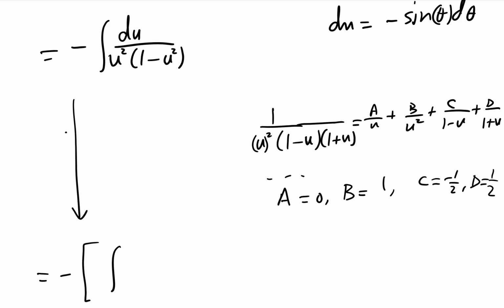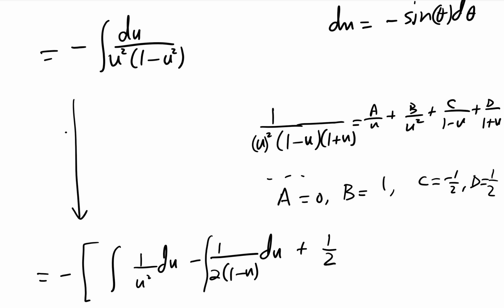So the integral of the first one, a is 0, it's gone. B is 1, so 1 over u squared du. C is negative 1/2, so negative 1 over 2, 1 minus u du, plus 1/2. Oh, we don't have an integral there. 1/2, 1 plus u du. Close the bracket.